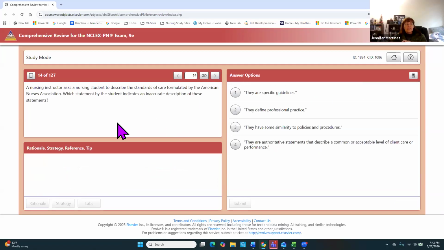All right. A nursing instructor asks a nursing student to describe the standards of care formulated by the American Nurses Association. Which statement by the student indicates an inaccurate description of these statements? 1, they are specific guidelines. 2, they define professional practice. 3, they have some similarity to policy and procedures. And 4, they are authoritative statements that describe a common or acceptable level of client care or performance. Okay, so standard of care from the American Nurses Association. Which of those is an inaccurate description of the statements?